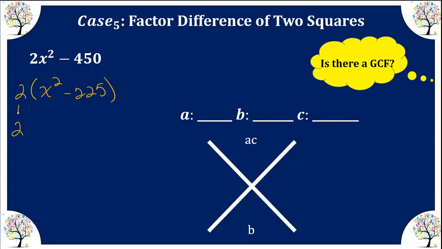So I have my GCF, and now I'm going to set up my two parentheses for my two factors. I'm going to factor x squared into x and x. I'm going to factor 225 into 15 and 15. One needs to be addition and one needs to be subtraction. Now, this is your final answer. This quadratic binomial has three factors: 2, x plus 15, and x minus 15.